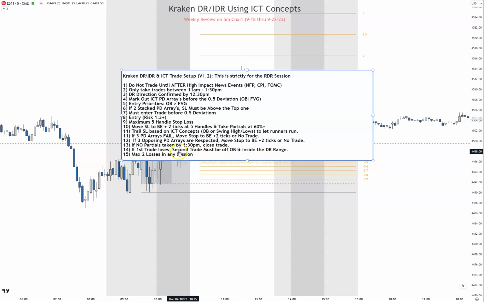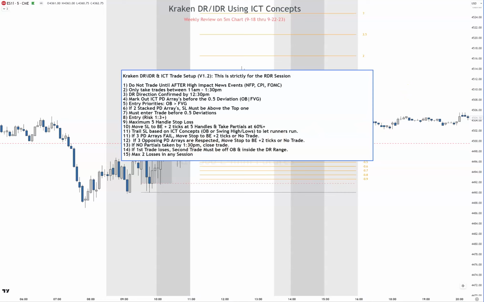The one thing I'm changing is if no partials taken by 1:30, that's if you're in a trade. But if you take a trade right before 1:30, this kind of violates this rule, so I've got to adjust it. Because I can take trades up to the 1:30 mark, I need to change it to: if no partials taken by maybe 2 o'clock, close the trade. But that's the current rules right now.